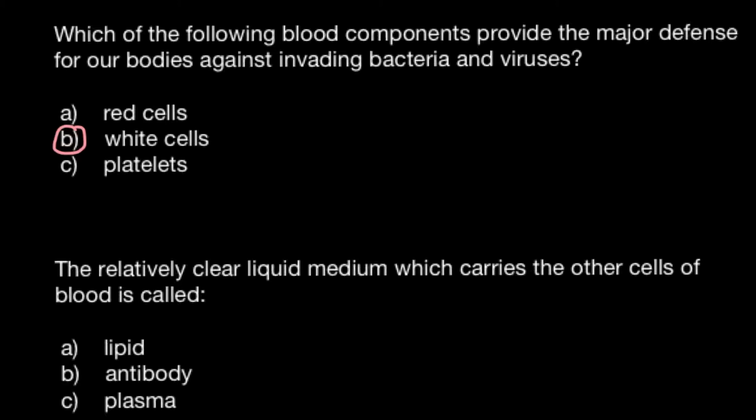White cells, or leukocytes, would be the major defense for our bodies against invading bacteria and viruses. And another name for platelets would be thrombocytes, and for red cells would be erythrocytes. And I also want to add that white cells are not the only component. White cells are subdivided into 5 different groups that in their own turn are subdivided into other different groups.